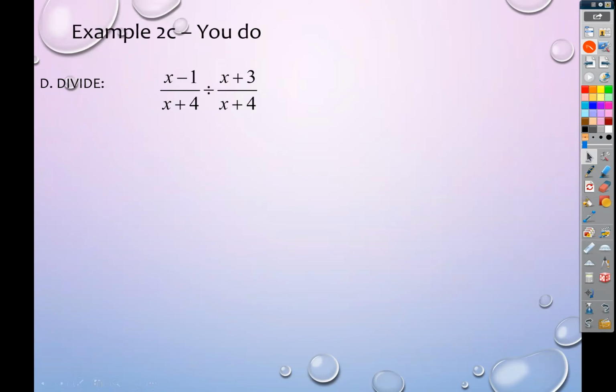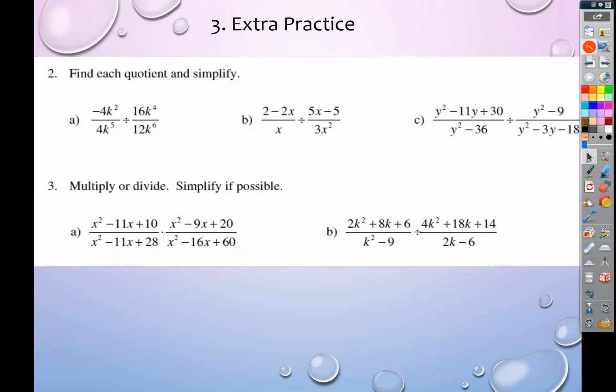All right, you go ahead and try this one. And you should get x minus 1 over x plus 3. So let me know if you're having trouble with that. Here are some extra practice problems.